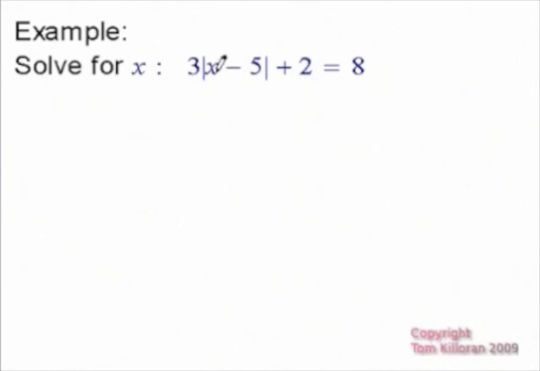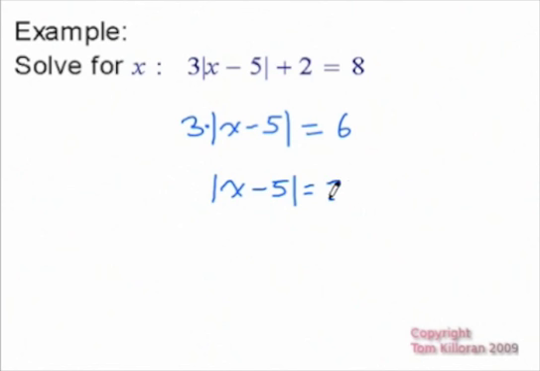So I'm going to move the easiest piece to the other side, which happens to be this 2, and then we'll deal with the 3. Alright, so subtract 2 from both sides, and we'll end up with 3 absolute value of x minus 5 is equal to 6. And the operation connecting the 3 and the absolute value expression is multiplication, so we're just going to divide both sides by 3. And we'll get the absolute value of x minus 5 is equal to 2.